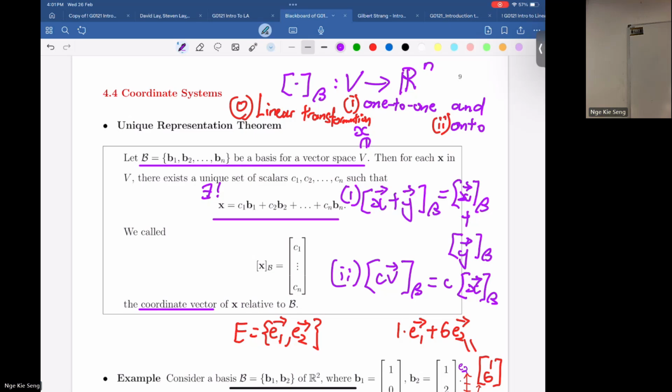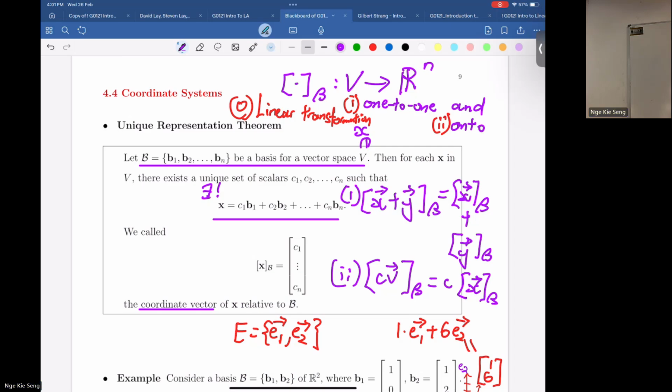So one thing to observe here: what's the dimension of Rn? N, right? You also know how many vectors are inside this V? Also n. So we are actually building a bridge between an n-dimensional vector space and Rn.